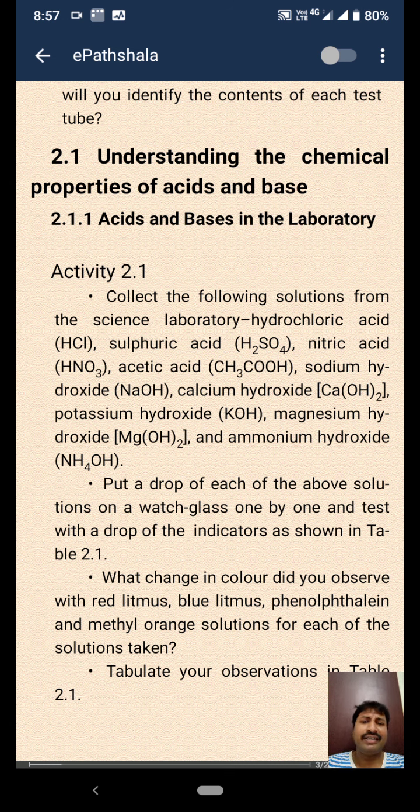What are the organic acids? Those which have been taken from organic matter, for example acetic acid, citric acid. Those are called weak acids or organic acids. And inorganic acids or strong acids, for example sulfuric acid, hydrochloric acid, those are strong acids. Okay.